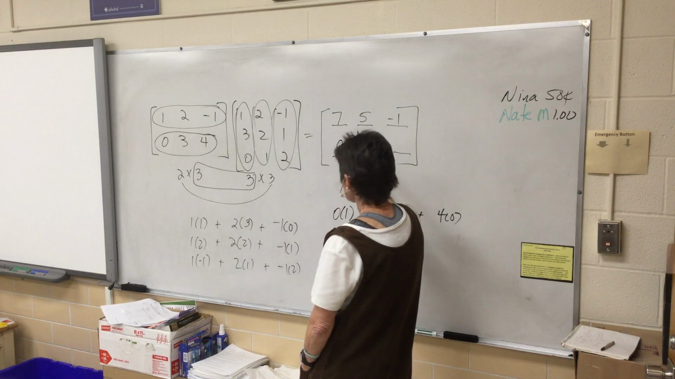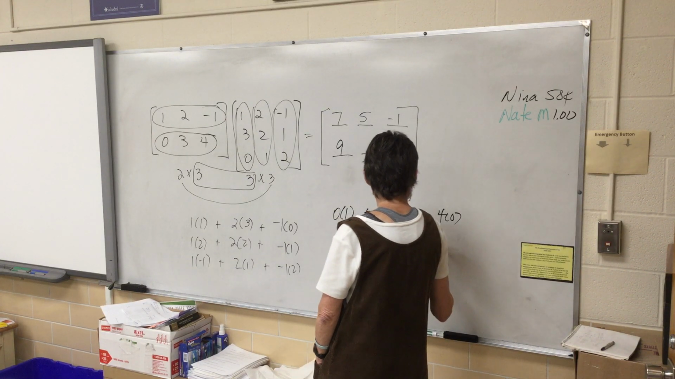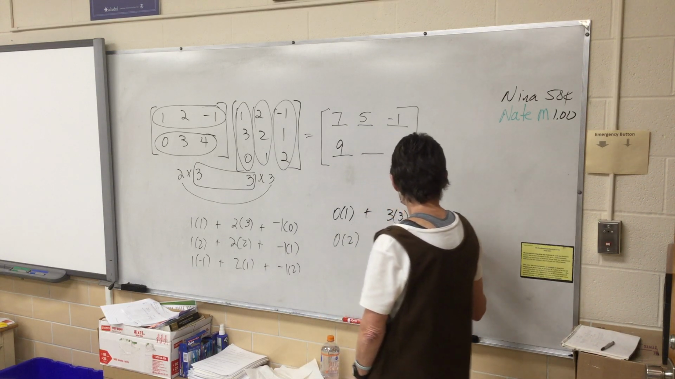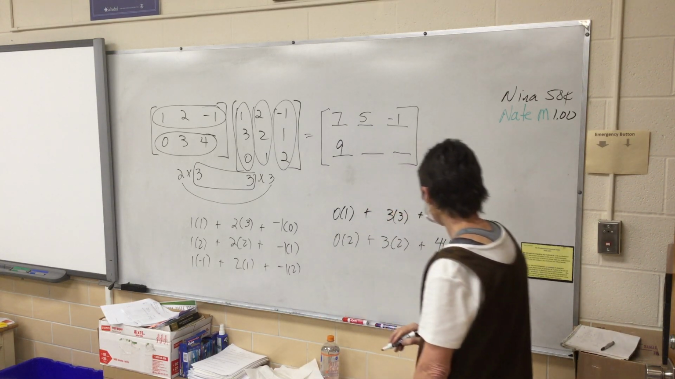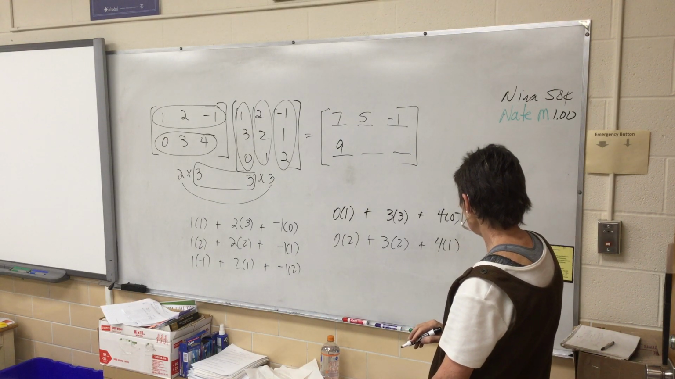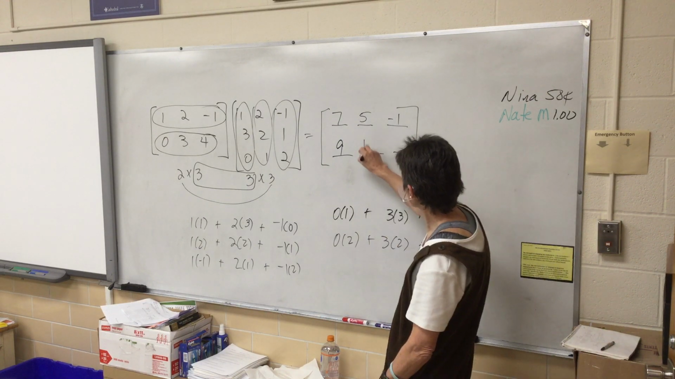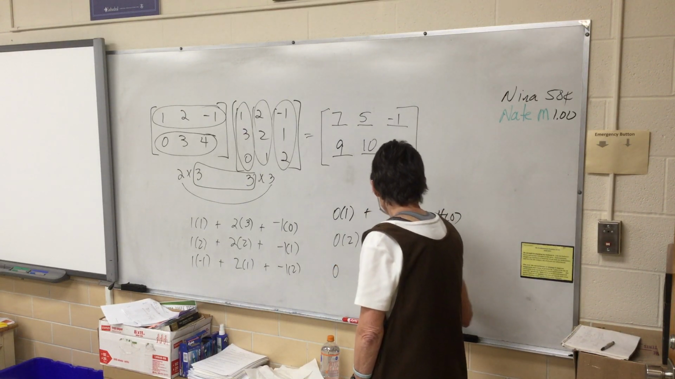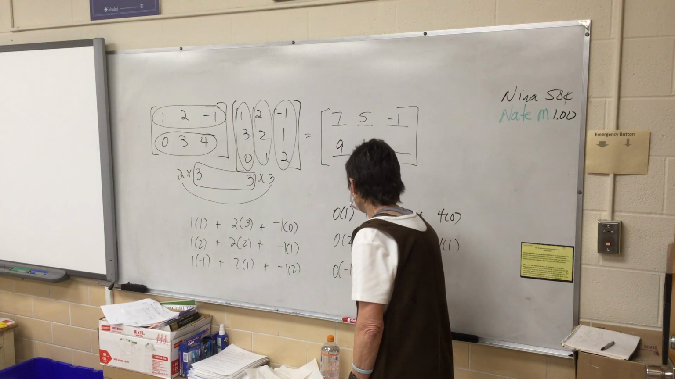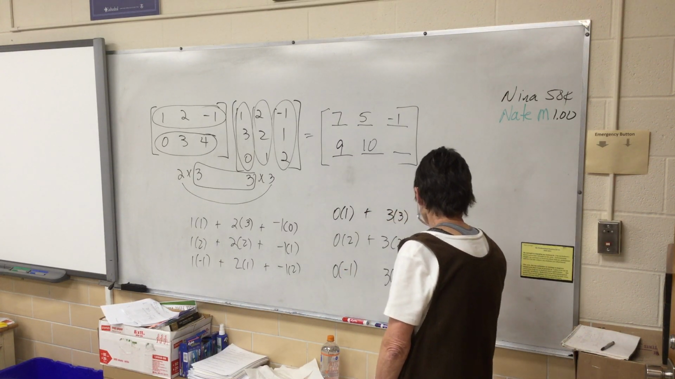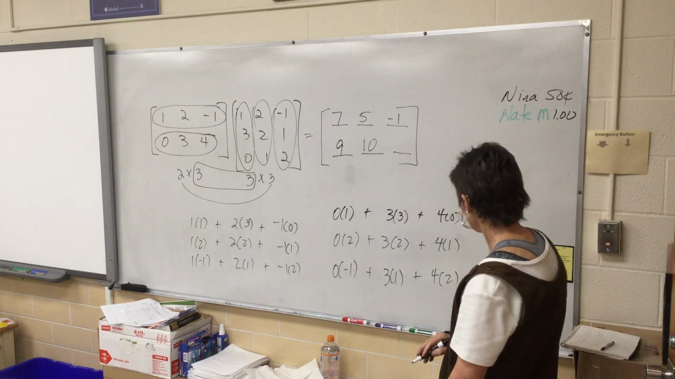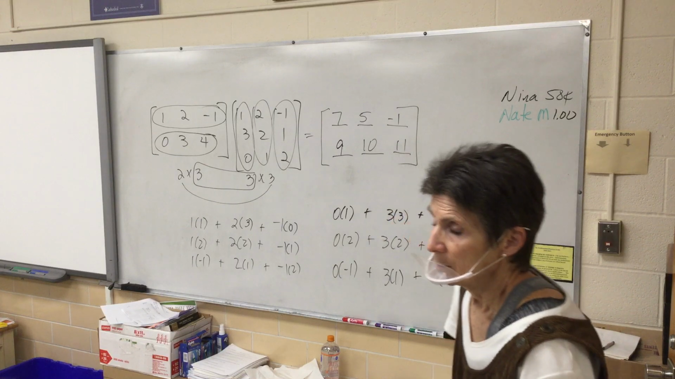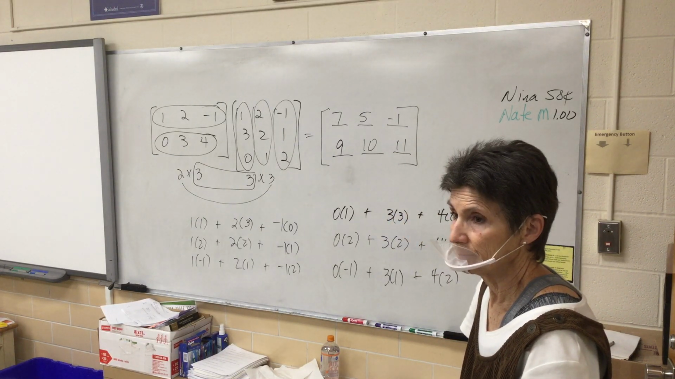And then still the second row. Now the second column. Let's see. 10. And finally the second row, third column. Oh gosh, is that 11? And that's how we multiply.